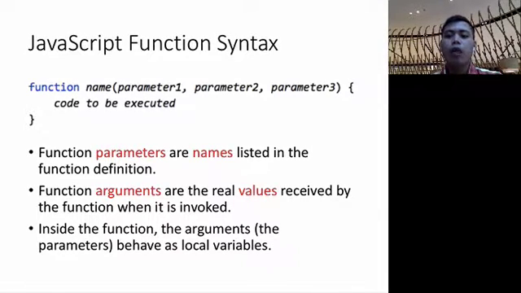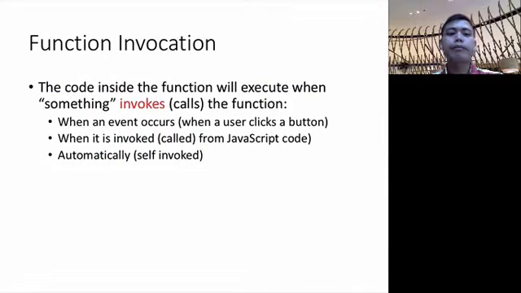Between the curly braces is the code to be executed. The function parameters are names listed in the function definition, and the function arguments are the real values received by the function when it is invoked. Inside the function, the arguments or parameters behave as local variables.